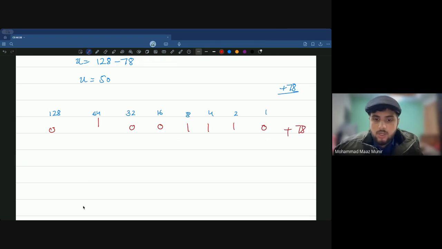So yes, Zulkarnain. Sir, after doing this, are we supposed? No, you are not supposed to prove your answer.